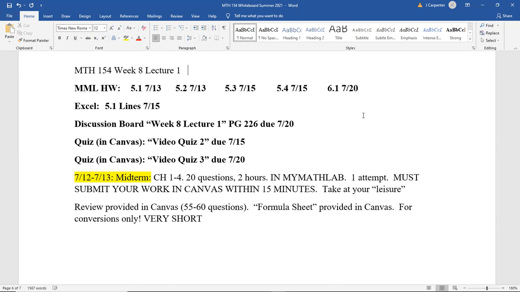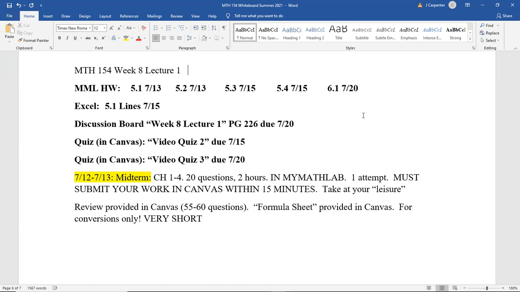So my math lab homework's 5.1 through 5.4 due today, and then on Thursday, the 13th and the 15th, and those are just coming in pairs. And then we'll finish 6.1 today, so that'll be due in a week on the 20th. The next Excel file, 5.1 lines, we talked about last time, so that's due on the 15th. We will do one from chapter 6 that'll be announced next time.